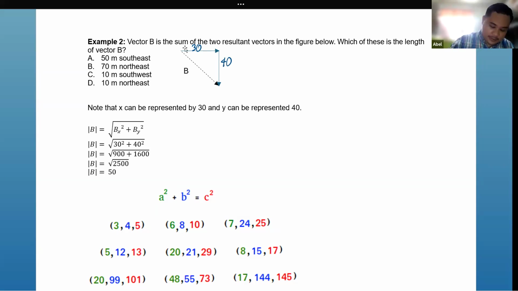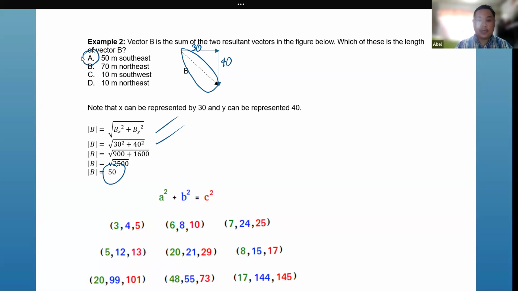What is the length of this? Remember, we use the Pythagorean theorem for this because B represents the hypotenuse, and this is the formula. We have 30 squared plus 40 squared, that would be 900 plus 1,600, and the square root of 2,500 equals 50. So the answer here is letter A.